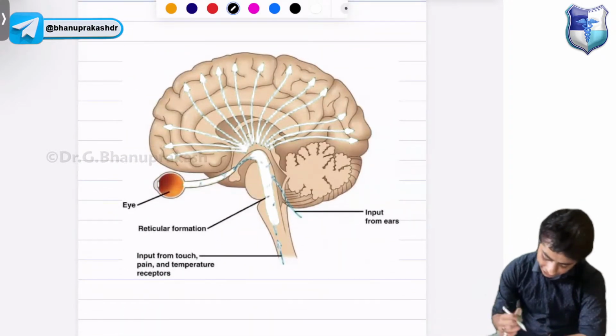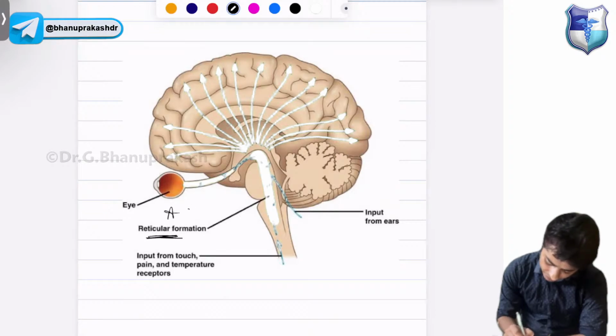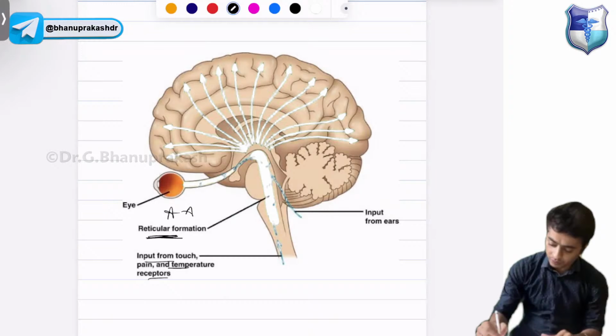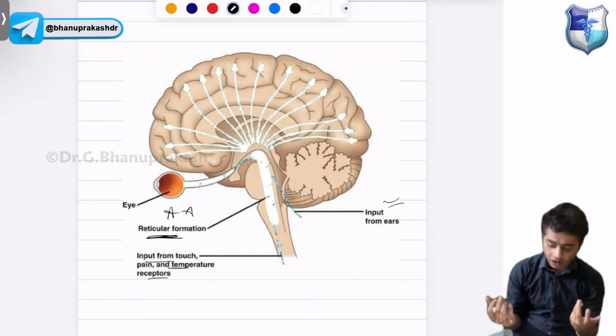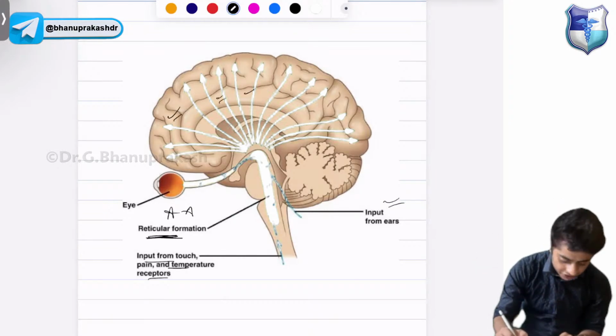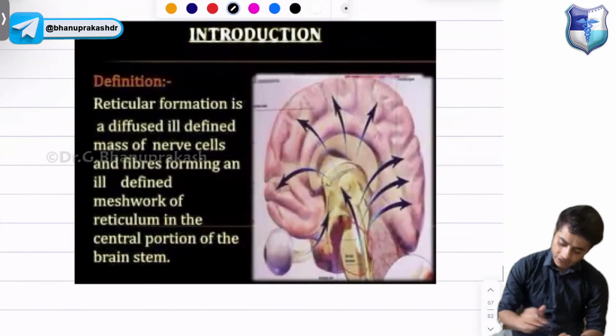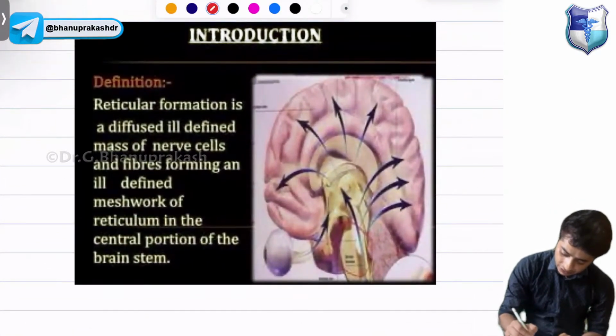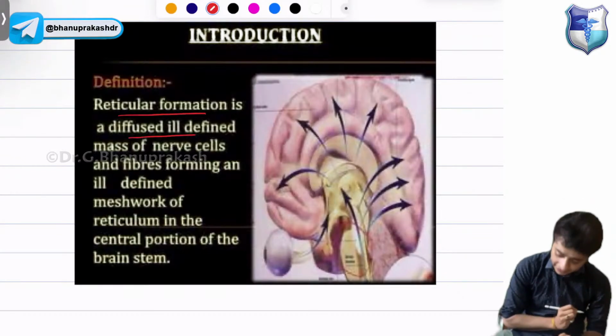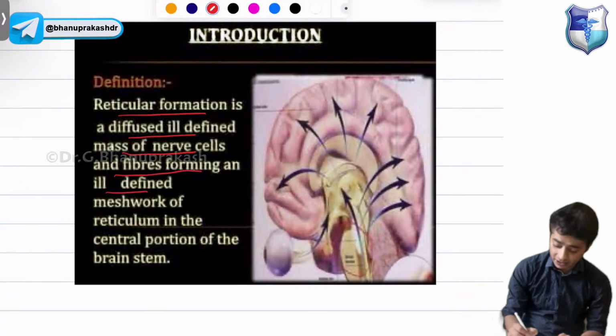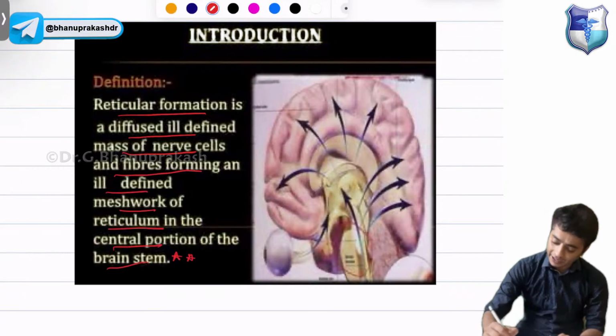See, this is your reticular system, you are seeing this reticular formation. It is getting input from everywhere, from surroundings, from the visual area, from the ear, so that you are aroused, and having all its projection into the cortex. See, reticular formation is a diffused, ill-defined mass of nerve cells and fibers forming an ill-defined reticulum in the central portion of the brainstem and leading to arousal.